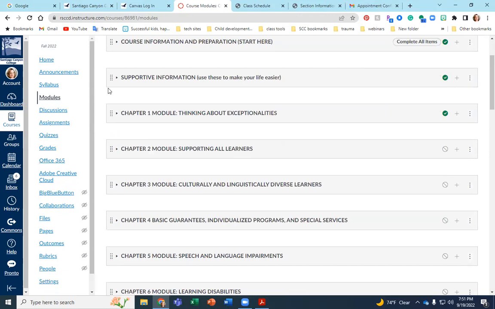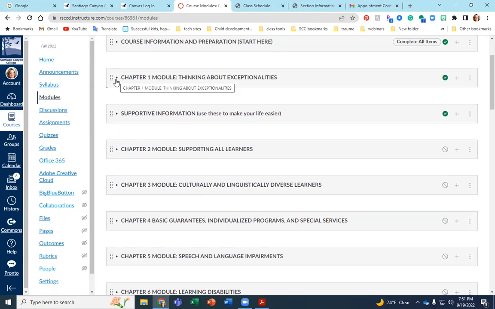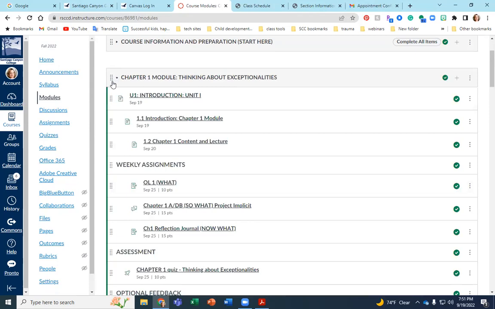So we have our first prep module. We have this supportive information. I can even move down here. Then we have chapter 1. So let's look at chapter 1. So you guys will see what everything looks like, what every module is set up exactly the same with different content, right?